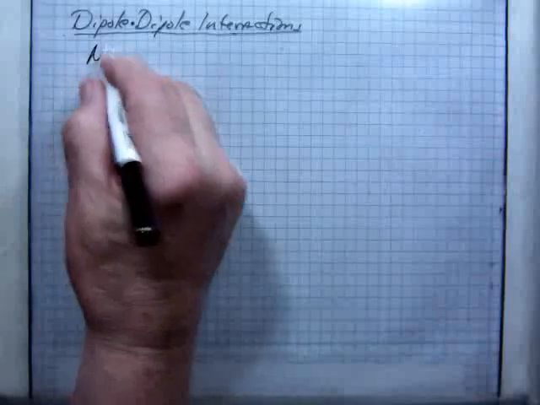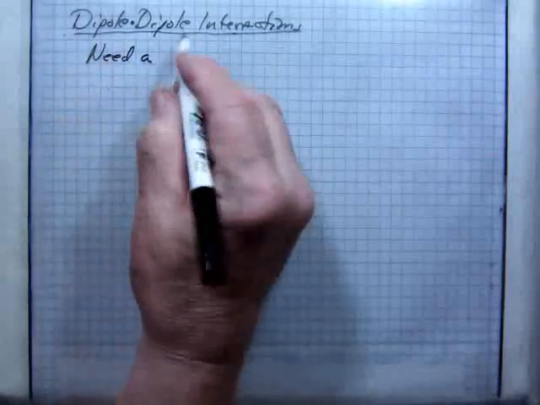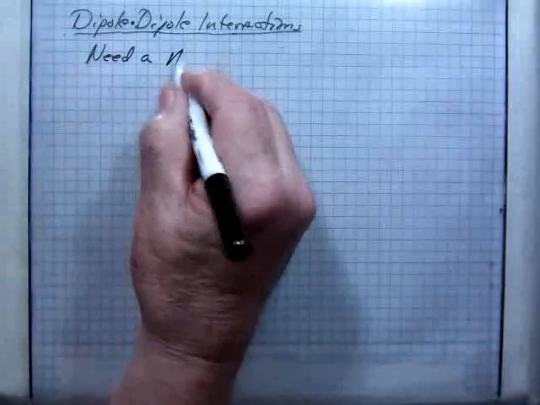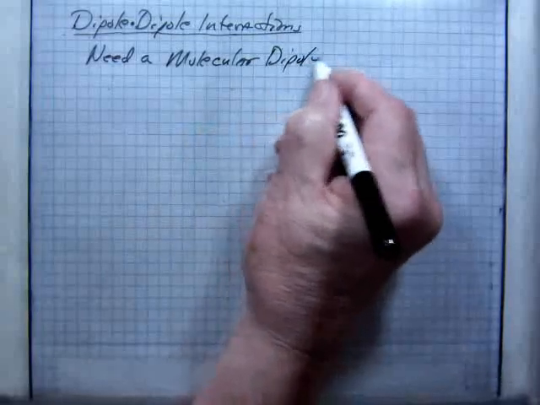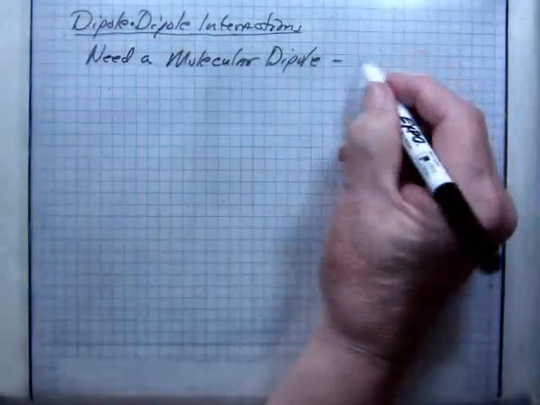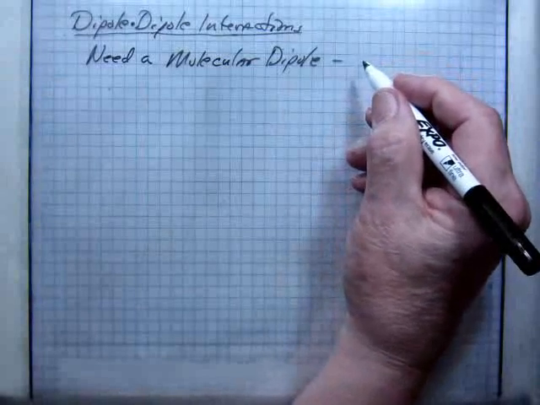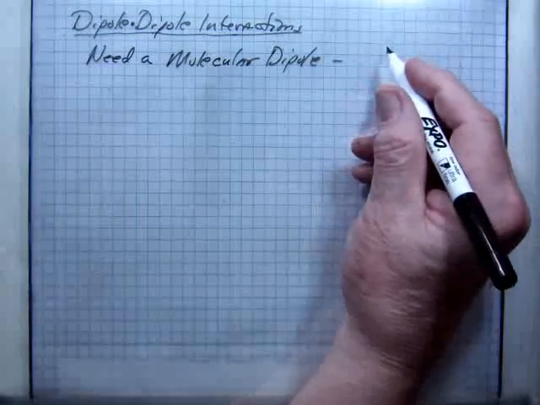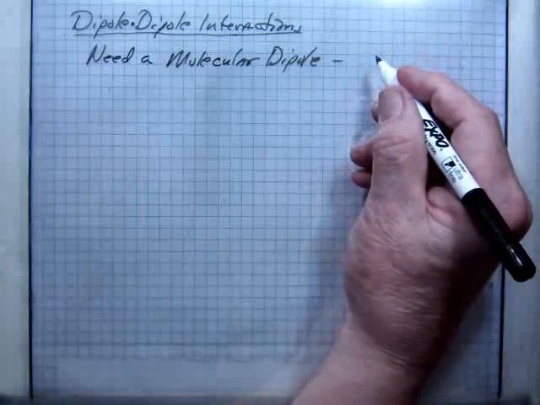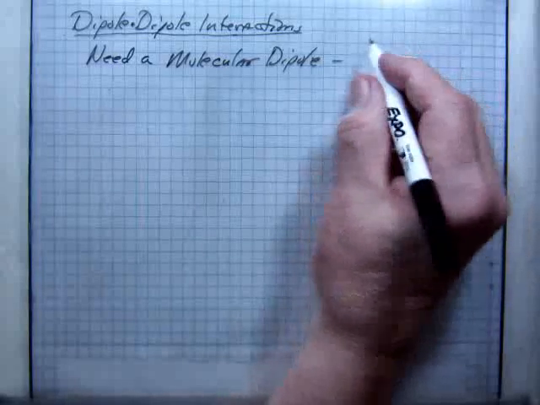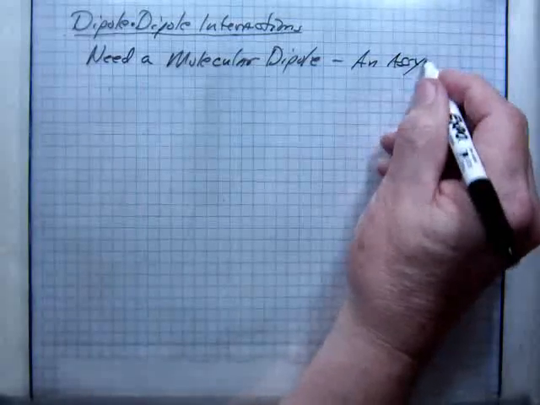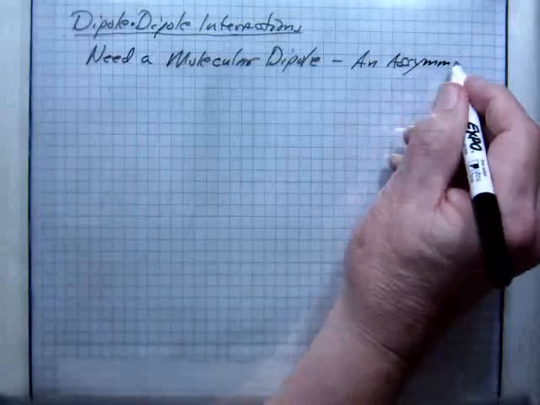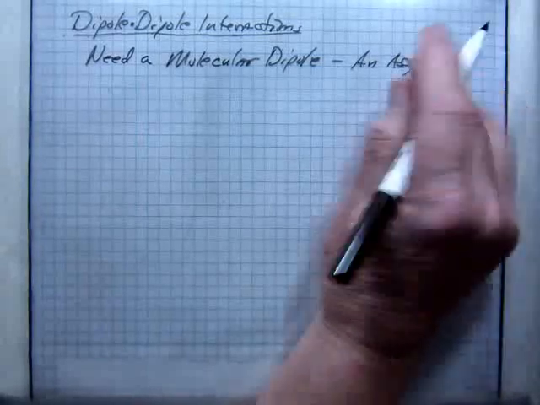It needs a molecular dipole. Now, what does that mean? It means an asymmetrical distribution of charge such that one end of the molecule has a partial positive and the other end has a partial negative charge. Asymmetrical, just one S.